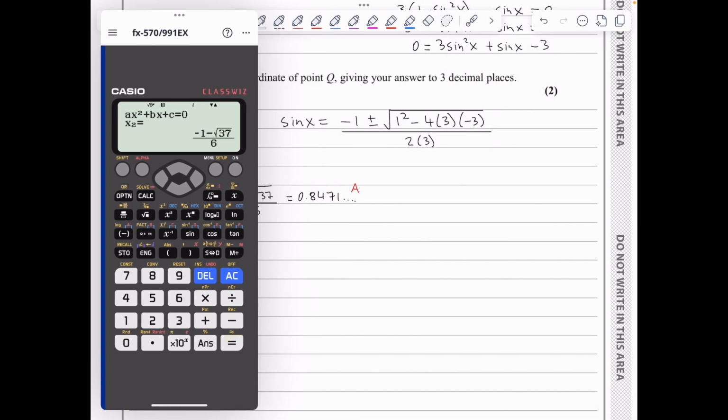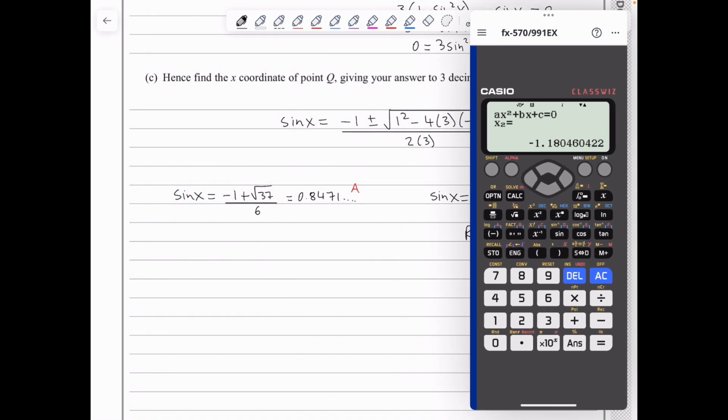Alternatively, for the second solution, I press the equal sign again. I get sine of x is minus 1 minus root of 37 over 6, which is equal to minus 1.18... Obviously, it does not fall within the minus 1 to 1 corridor. We've got no solutions here, so I say reject, not valid. And therefore, I can proceed into solving the part that says sine of x is equal to A.